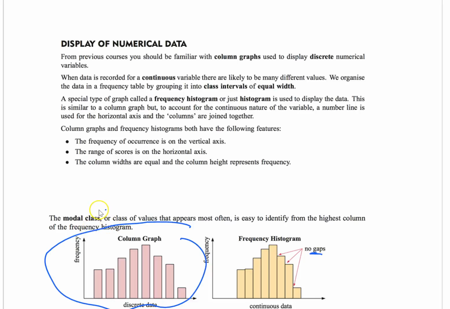Before I miss this right here, the modal class, just like the mode, we'll talk about mode, median, and mean later, but that's essentially just the mode. So it's what's the most often in the table you see here. The modal class here will be this one, because it happens the most often. So that's all a modal class is.